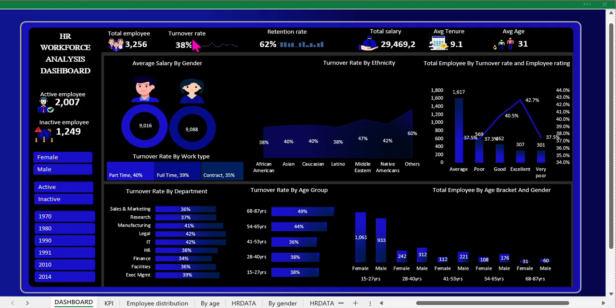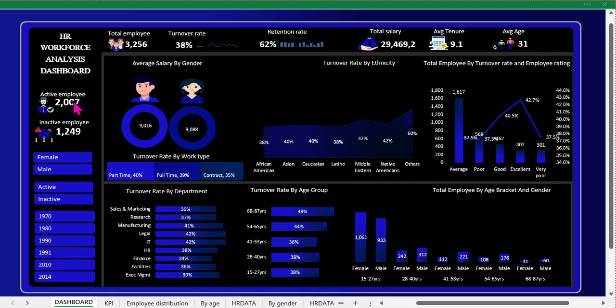Okay, now let's go into this analysis. Let's go into what we analyzed. Now, from the top here, we have our total employees, which is 3,256. Okay, this is the total employees. And we have our turnover rate to be 38%, which is really high. We have our retention rate to be 62%. Our total salary is 29 point something million. We have our average tenure to be 9.1. We have our average age to be 31. So I think this shows that this organization has a young workforce.